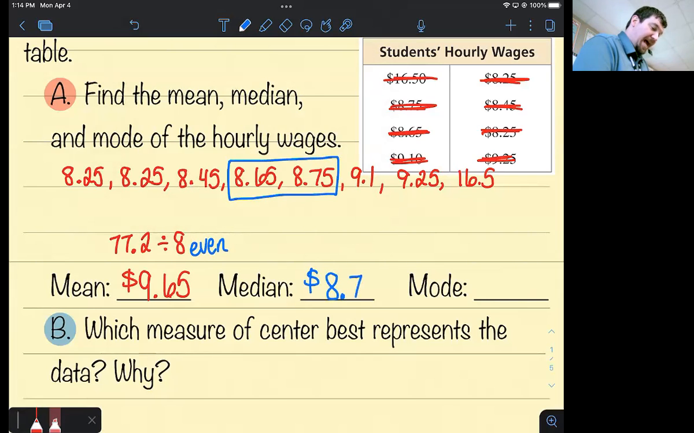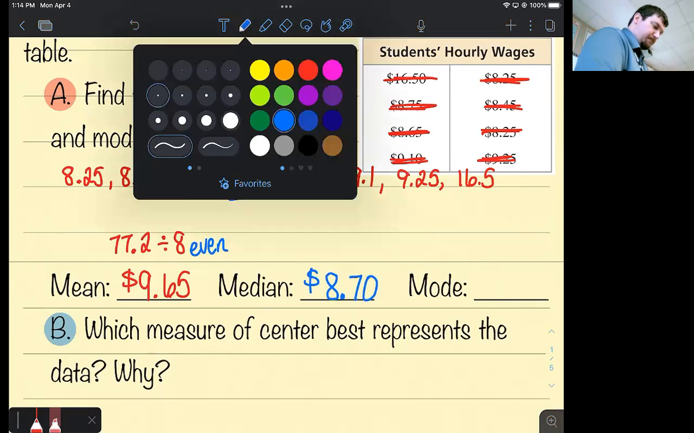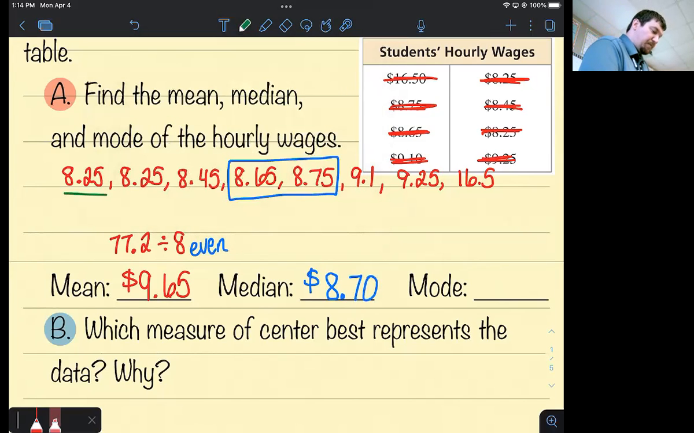I mean, you could add them together and divide by 2, but right in the middle of 865 and 875 is 870. The mode. Is there a mode, Chloe? What is it? Yep, 825 repeats twice. It's the only one that repeats. So $8.25 is the mode.